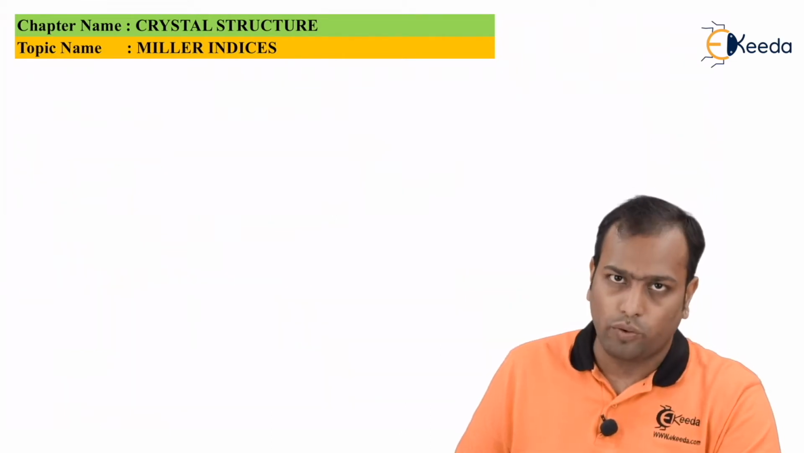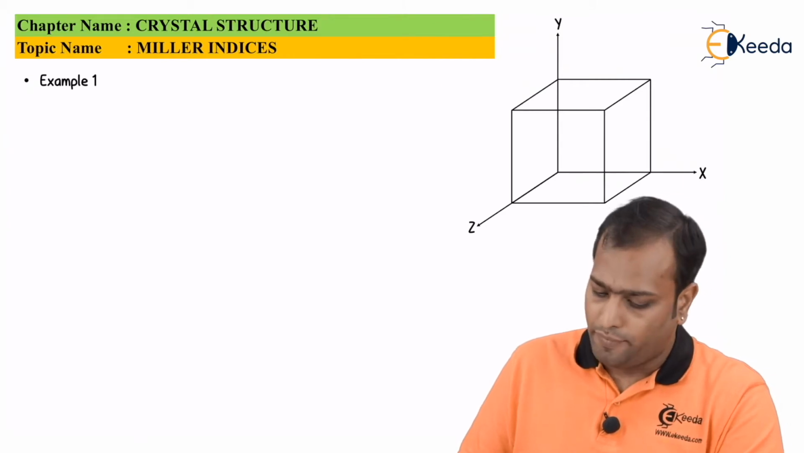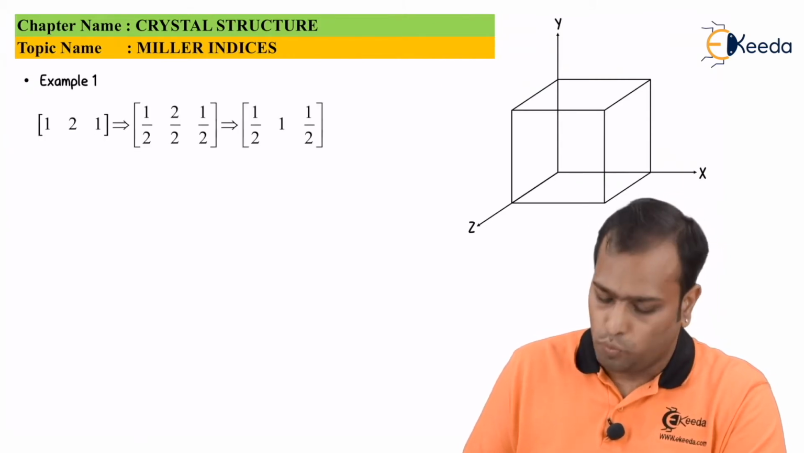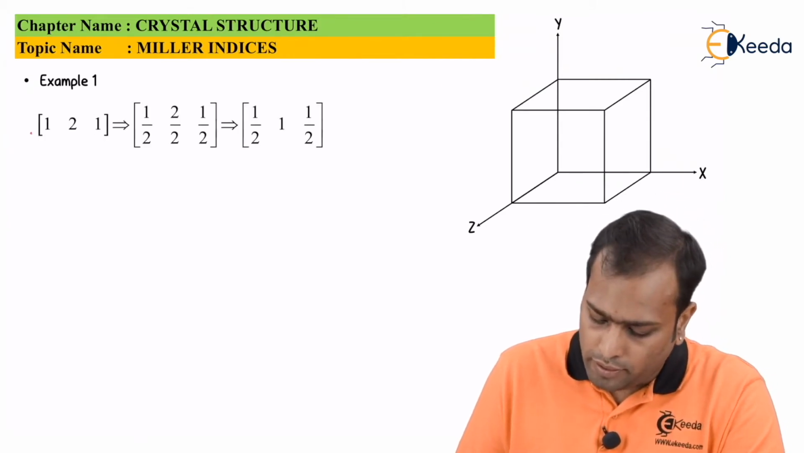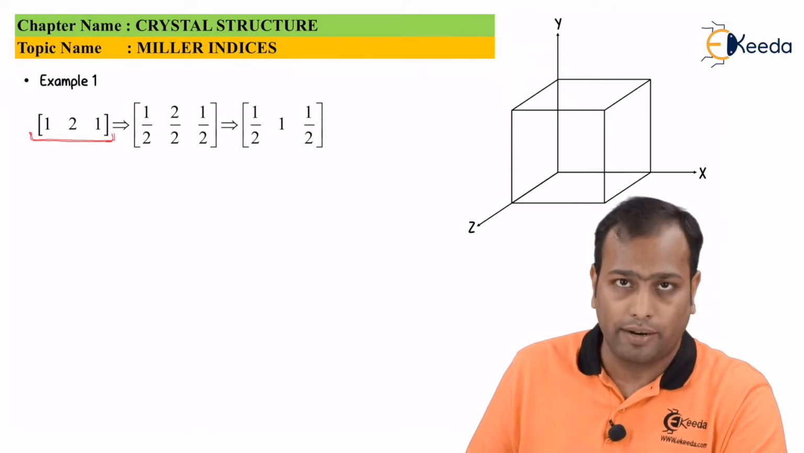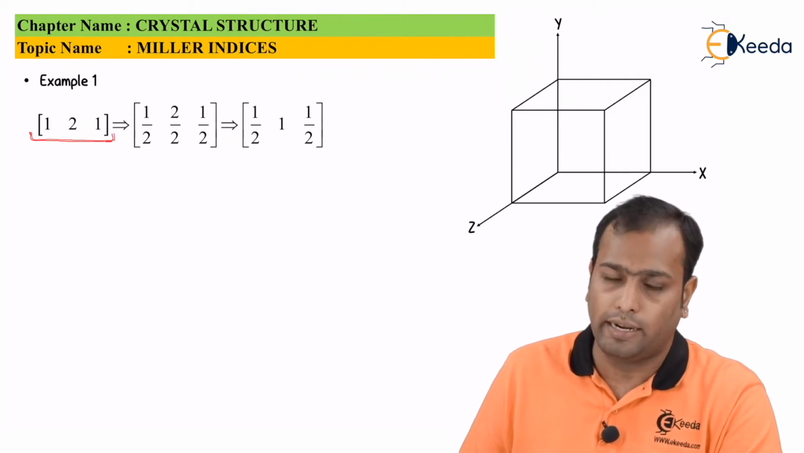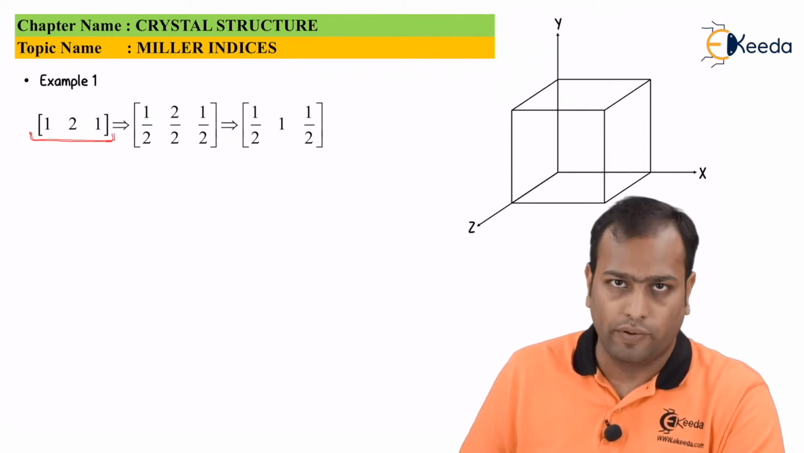Now let's go through some good examples. Here is an example, we have 1, 2, 1. They are of course in the Miller directions form. Yes, they are Miller directions. But can you plot Miller directions? Of course not. You cannot plot Miller directions directly. So what do you need to do? You need to reverse the process.